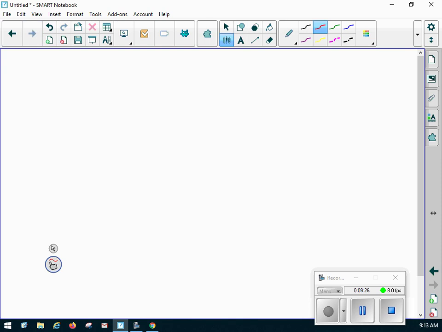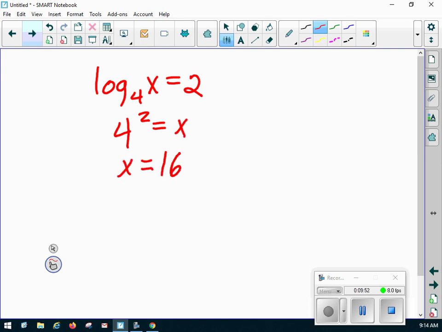Let's look at A. Log base 4 of x equals 2. Now look at the first step in the box. What's it say? Rewrite as an exponential. How would you rewrite that as an exponential? 4 to the second equals x. So what's x? 16. That's it. So if I make that 16, am I taking the log of a negative number? No, I'm taking the log of 16. That's good.